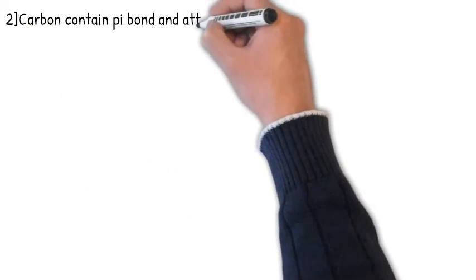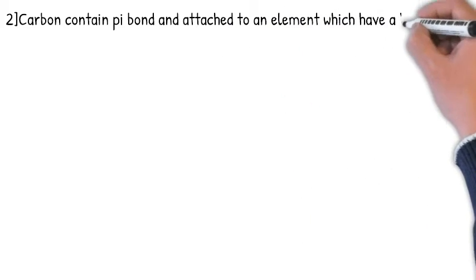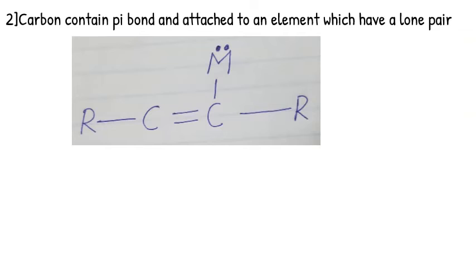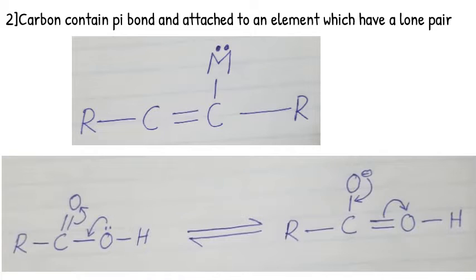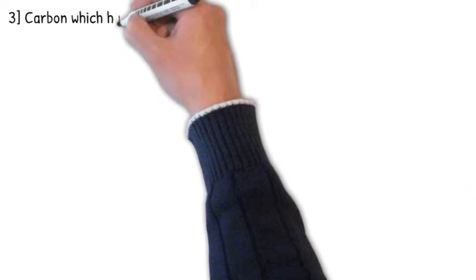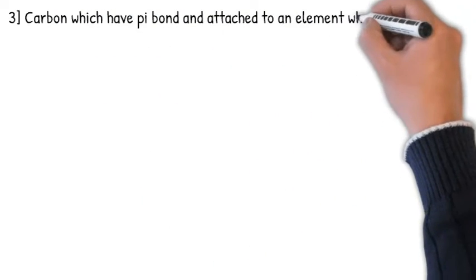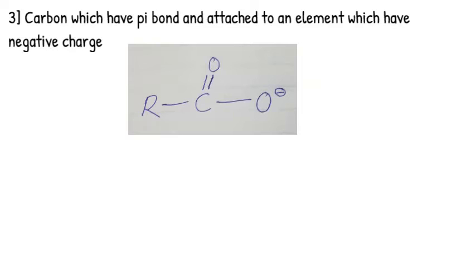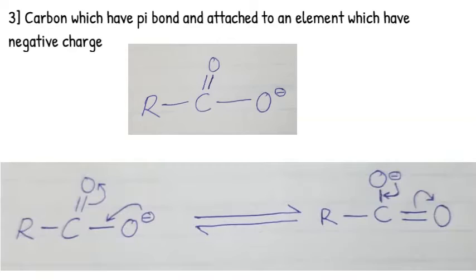Number 2. Carbon containing pi bond and attached to an element which has a lone pair. See this diagram whereby carbon is attached to a double bond and an element M with lone pair. This reaction shows an example of a compound that undergoes mesomerism. Example: carboxylic acid. Number 3. Carbon which has pi bond and is attached to an element which has negative charge. See this diagram. Carbon is attached to an element with pi bond and another element which has negative charge. Also, this diagram shows the example of mesomerism which takes place in carboxylate ion.